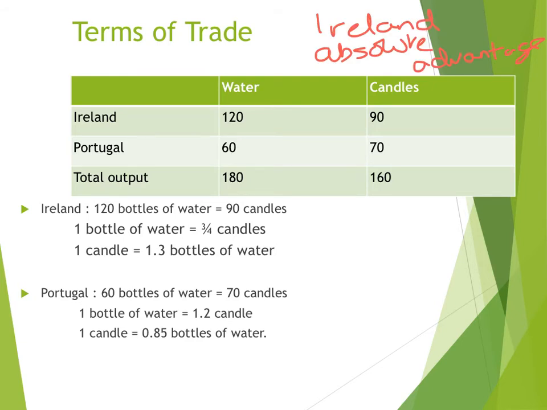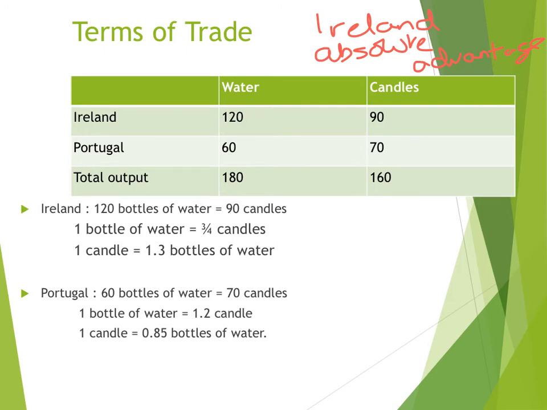But while Ireland have absolute advantage, they will of course trade, because if they have, let's say, 20 workers making the water and the candles, well then they could make more water per worker than they could candles. So that's an opportunity cost if they decide to make both. So what they'll do is they'll specialise in one and they'll trade for the other. And I'm going to show you now how to calculate which one they'll actually specialise in. So let's start off with Ireland first. So we can see that 120 bottles of water. So one worker could produce 120 bottles of water or 90 candles.